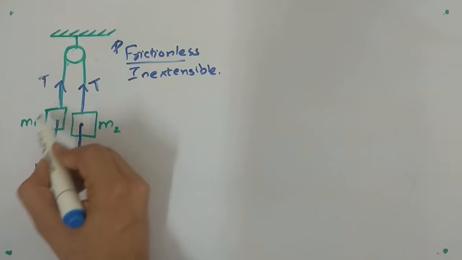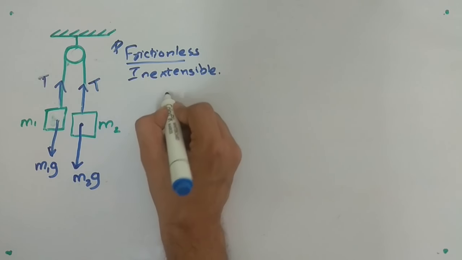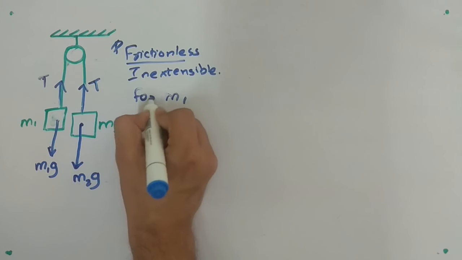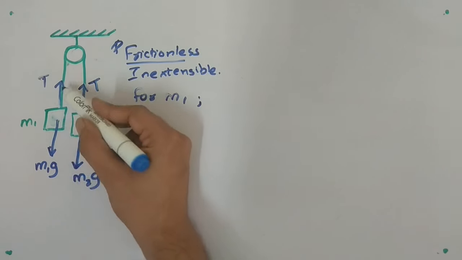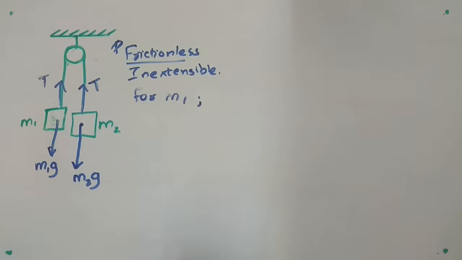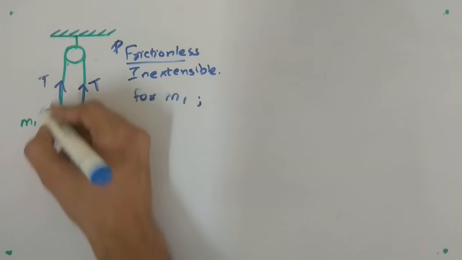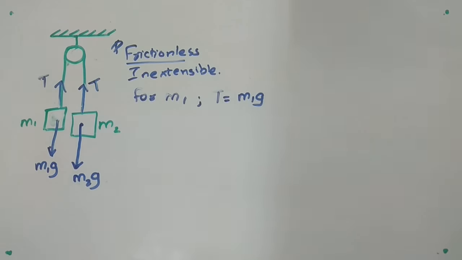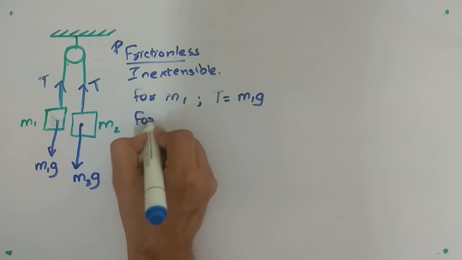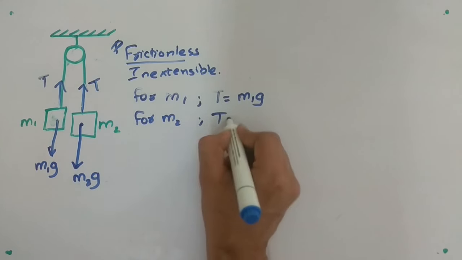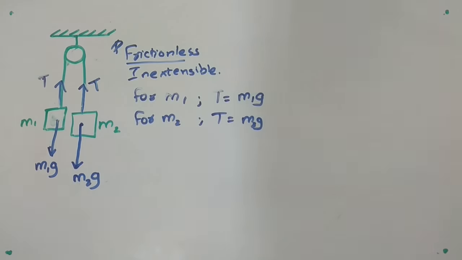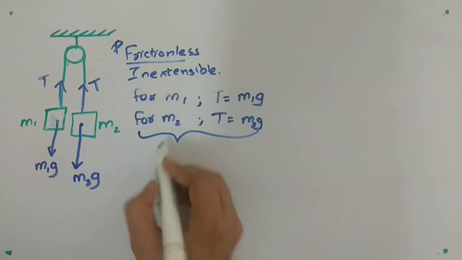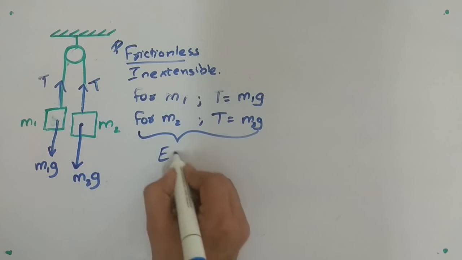So if we consider the object of mass m1, for this, the vertical forces, as we have discussed, first we should consider the system to be in equilibrium. So for vertical forces, for mass m1, T is equal to m1g, and for m2, T is equal to m2g. This is only for the case when the system is at equilibrium.